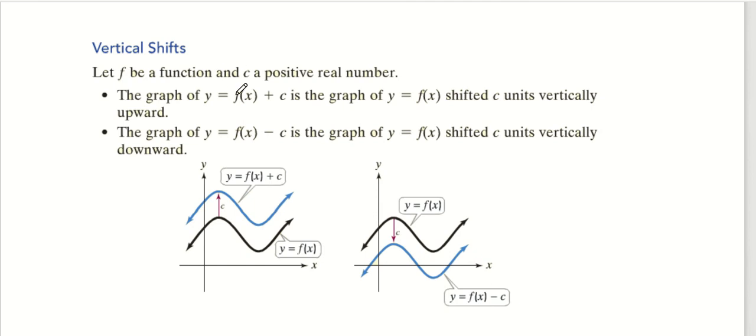To summarize, let's suppose we have the graph of a parent function. It's going to be depicted by the curves in black here at the bottom. If c is a positive number, and you add c to the function, the effect is that it's going to shift that parent graph up c units at every point. Conversely, if we subtract c from the function f of x, it's going to vertically shift the graph downward by c units at every point.